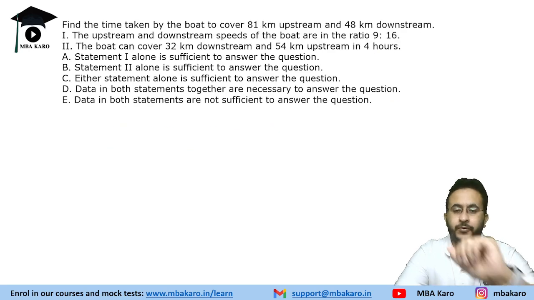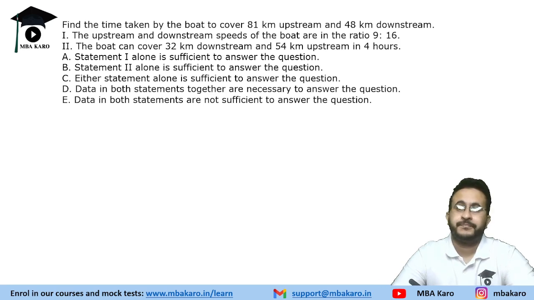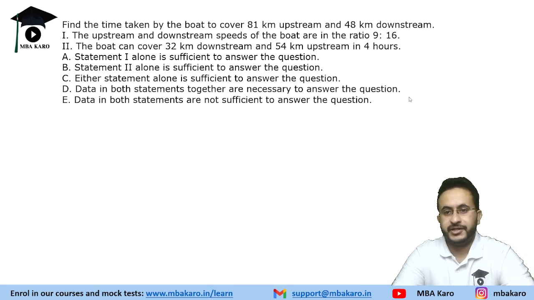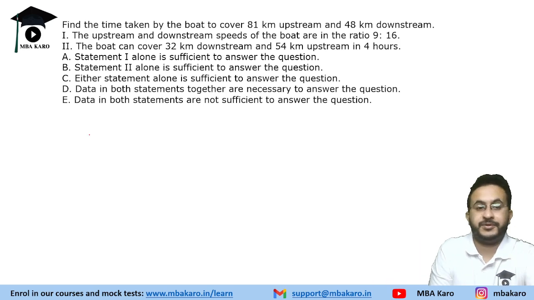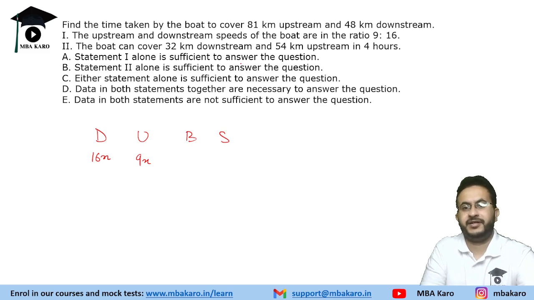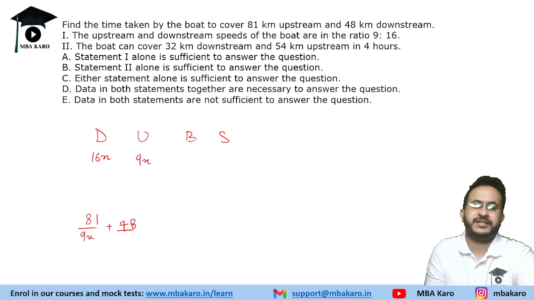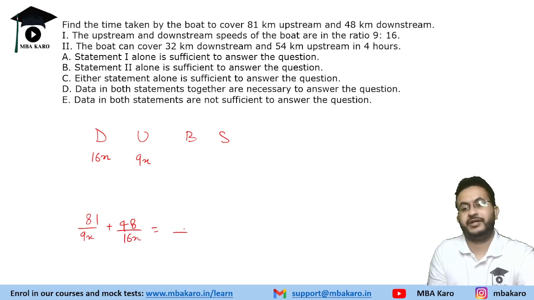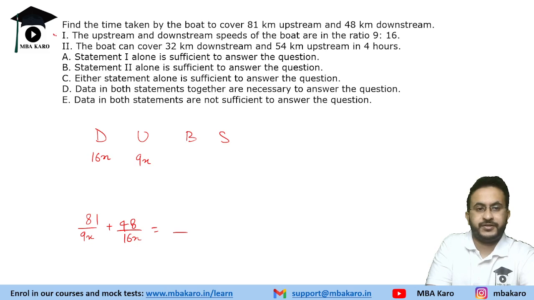Find the time taken by the boat to cover 81 kilometers upstream and 48 kilometers downstream. The first statement says upstream and downstream speeds are in the ratio 9:16. Obviously we cannot tell from this, because we have speeds 9x and 16x, but that is not giving us the answer. So it is 81 by 9x plus 48 by 16x. Unless we know the value of x, we cannot tell the answer. So the first statement is not sufficient.